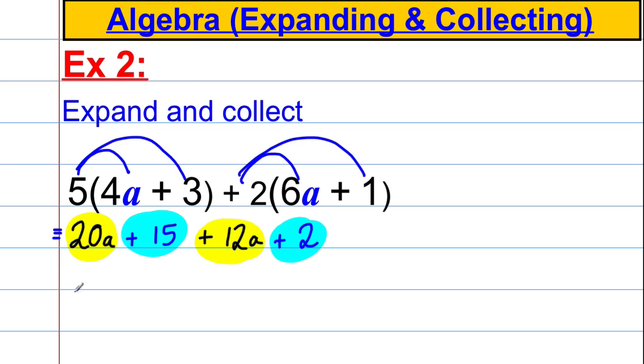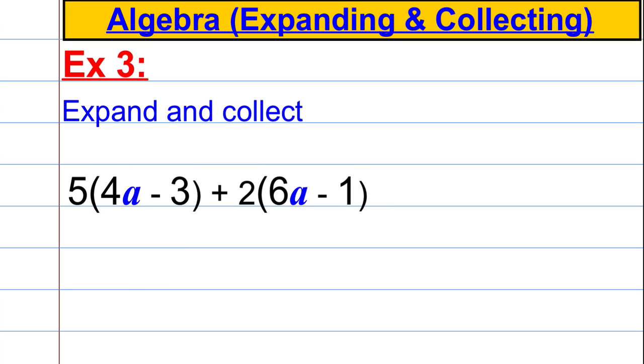And now we're going to collect like terms. How many a's have we got? Well, we've got 32a, and 15 add 2 is plus 17, and we're done. Right, next example. The reason that's slightly more difficult perhaps is we have negatives involved here, so we've got to be extra careful when we're multiplying out our negative numbers and collecting terms.